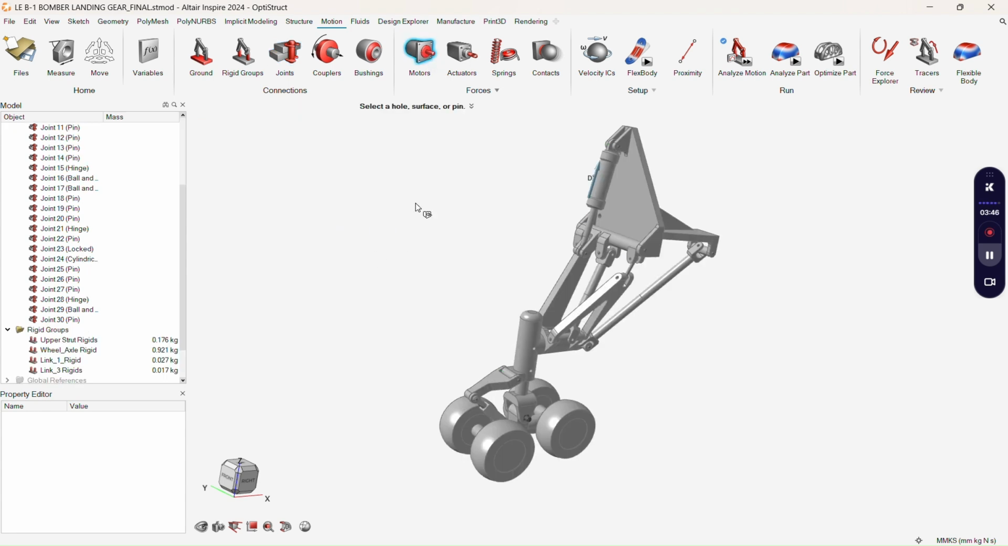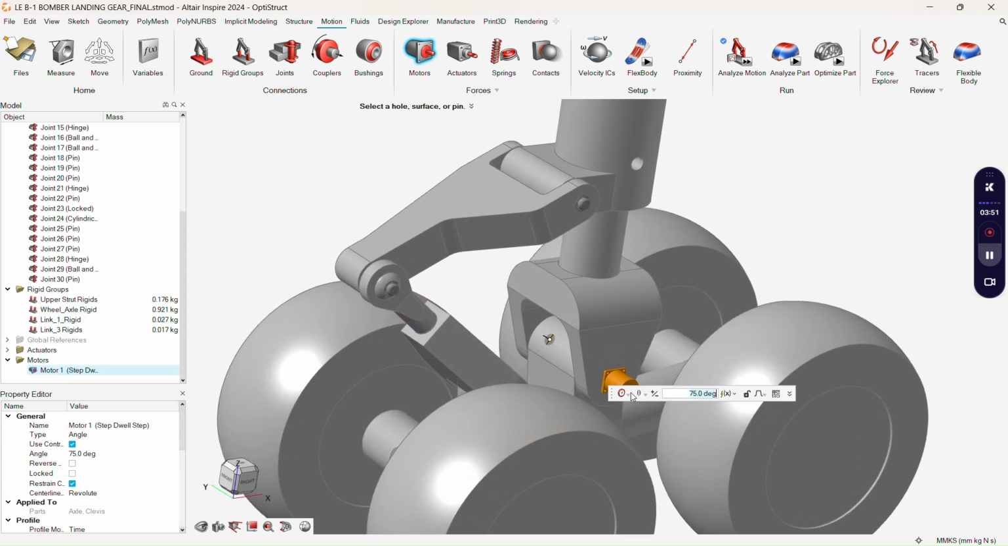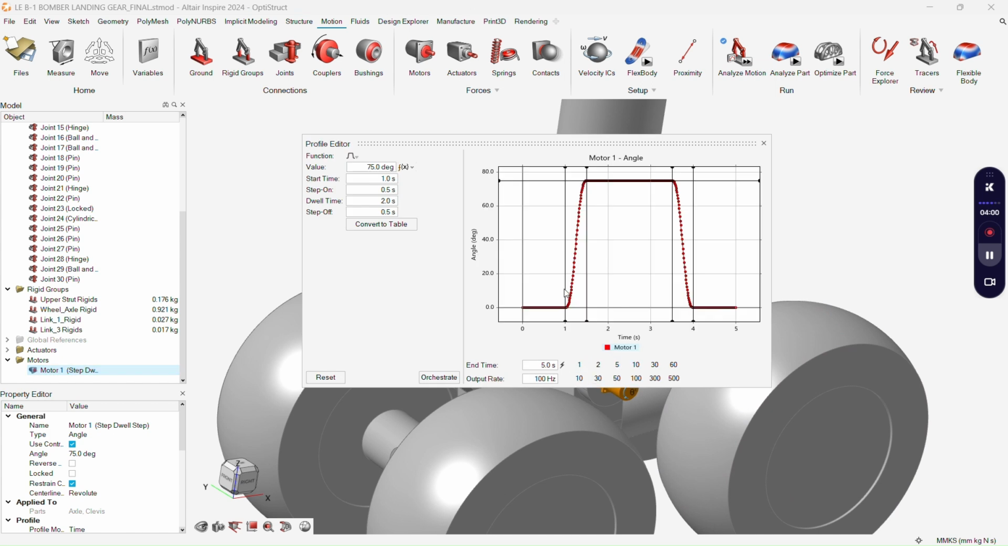Then for the actuation of the wheel assembly, we have given a motor which will be rotating it to an angle of 75 degrees via a step dwell function. Here we can define the function as we want. So the motor start time is 1 second and step on time is 5 seconds. It will reach full actuation within 0.5 seconds.